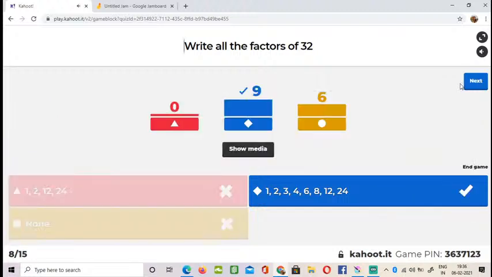Okay, I have the results with me. So 9 correct answers and 6 wrong answers. No worries about that. Okay, no problem. So 1 times 32, and 2 times 16. Okay. So and 3 times.